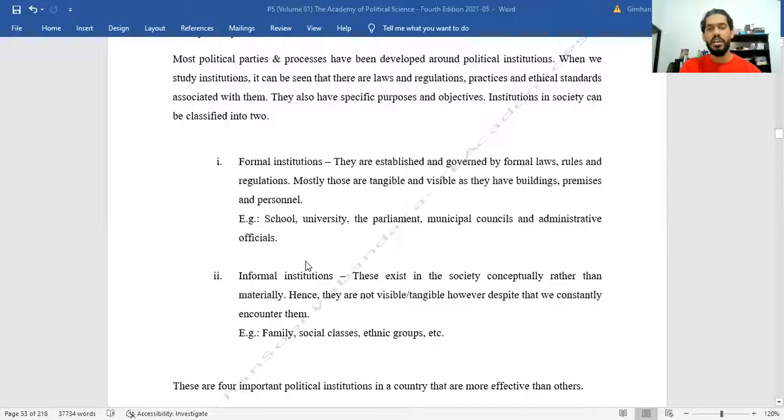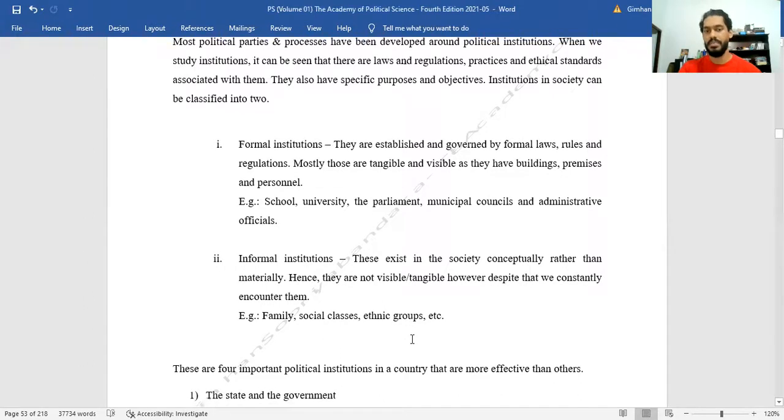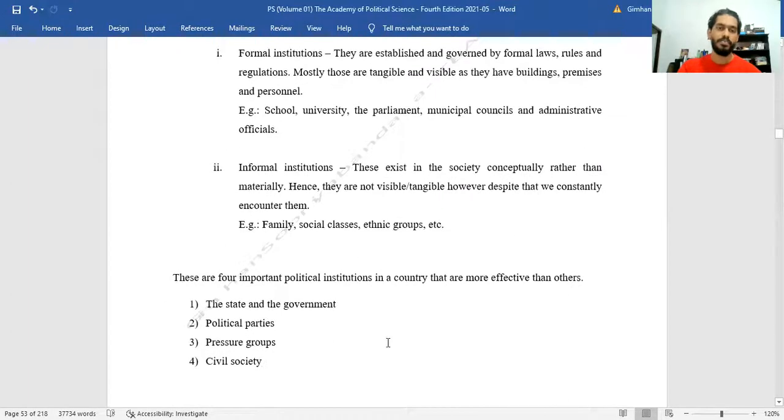So those are also political institutes which we are constantly encountering, but they are not tangible, they are not visible, but they exist in the society. So these are the two types of political institutions we have in the society: formal and informal. Now, we are going to study four of these formal institutions in our syllabus. These are the four: state and government, political parties, pressure groups, and civil society.